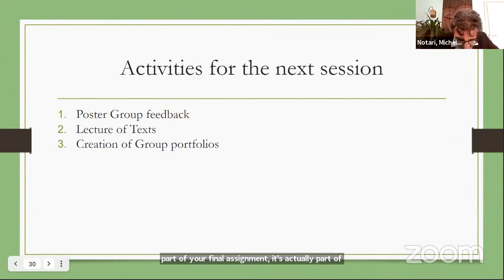That is the starting point to create group portfolios. And I will spend some time to discuss these group portfolios, and I will take some questions, and then you may start with the creation of these group portfolios. These are the tasks I want you to accomplish for next week.